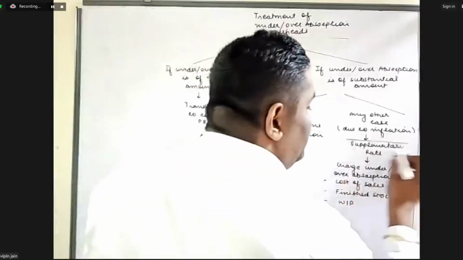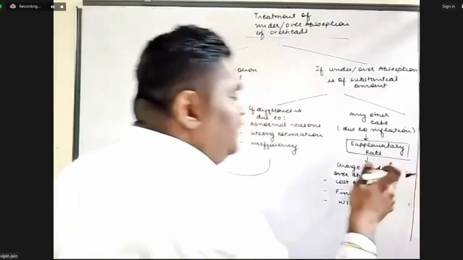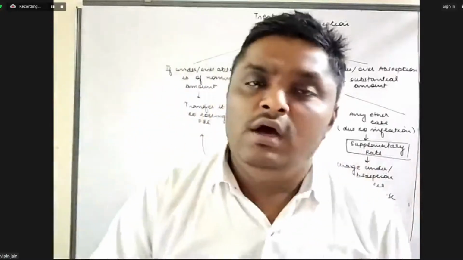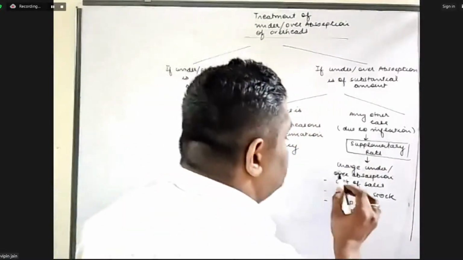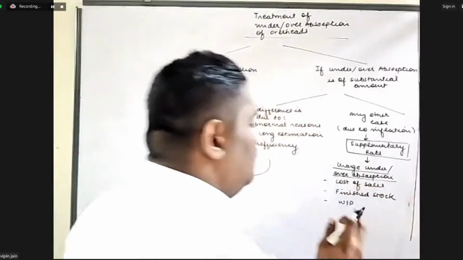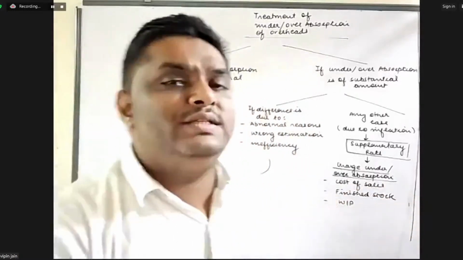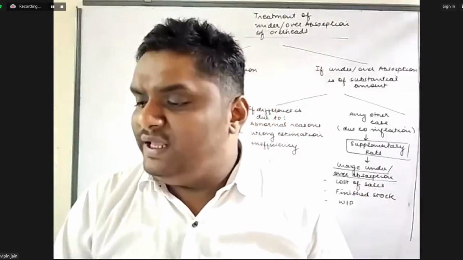do calculate the supplementary rate, and that supplementary rate is used to charge under or over absorption to cost of sales, finished stock and work in progress. I'll be discussing this concept with the help of an example.